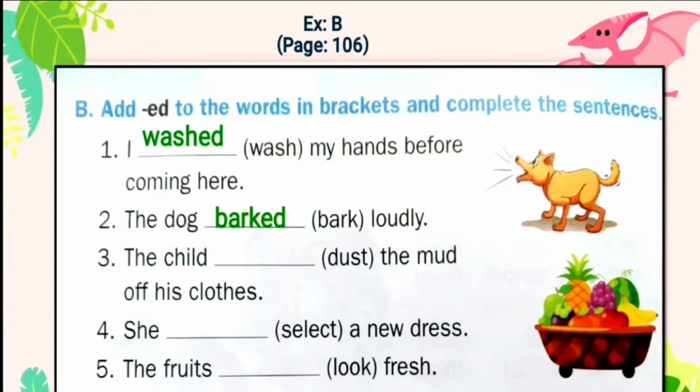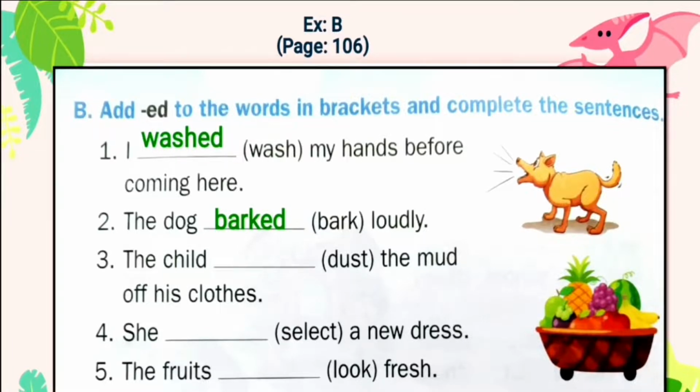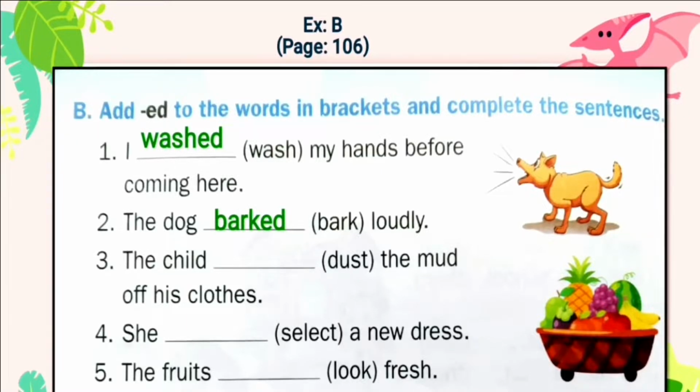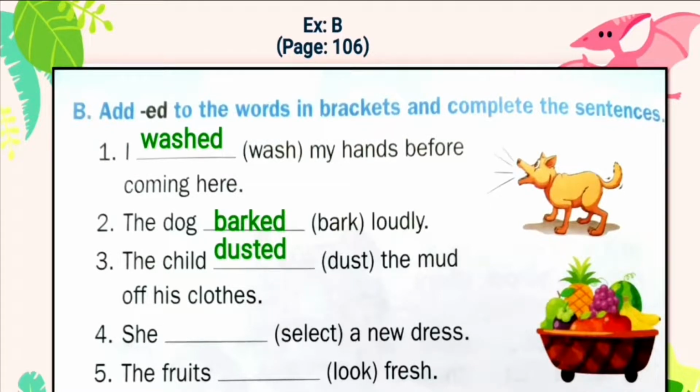The child dash the mud off his clothes. So dust. Here in the bracket it is in the now form. Now you have to make it the then form. The child dusted. Dust, you have to add ed. So let's check the word again. Dusted. Number 4.